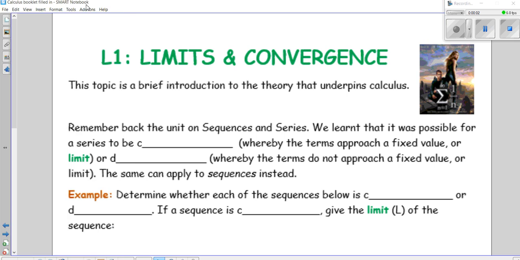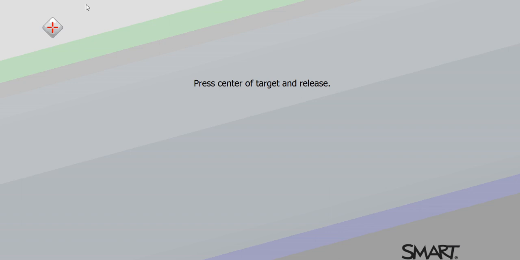Calculus. Limits and convergence, a very quick unit. We're supposed to kind of formally teach you the basic theory behind calculus, and that's what limits and convergence is about.